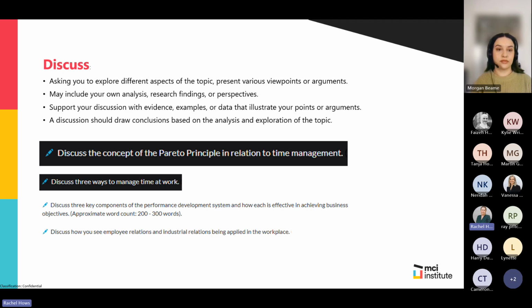And a discussion should draw conclusions based on the analysis and exploration of the topic. So this is a lot more than the previous ones have been asking you to do. So some examples there: discuss the concept of that particular principle, 3 ways to manage time at work. So there's a few other examples there regarding discuss.